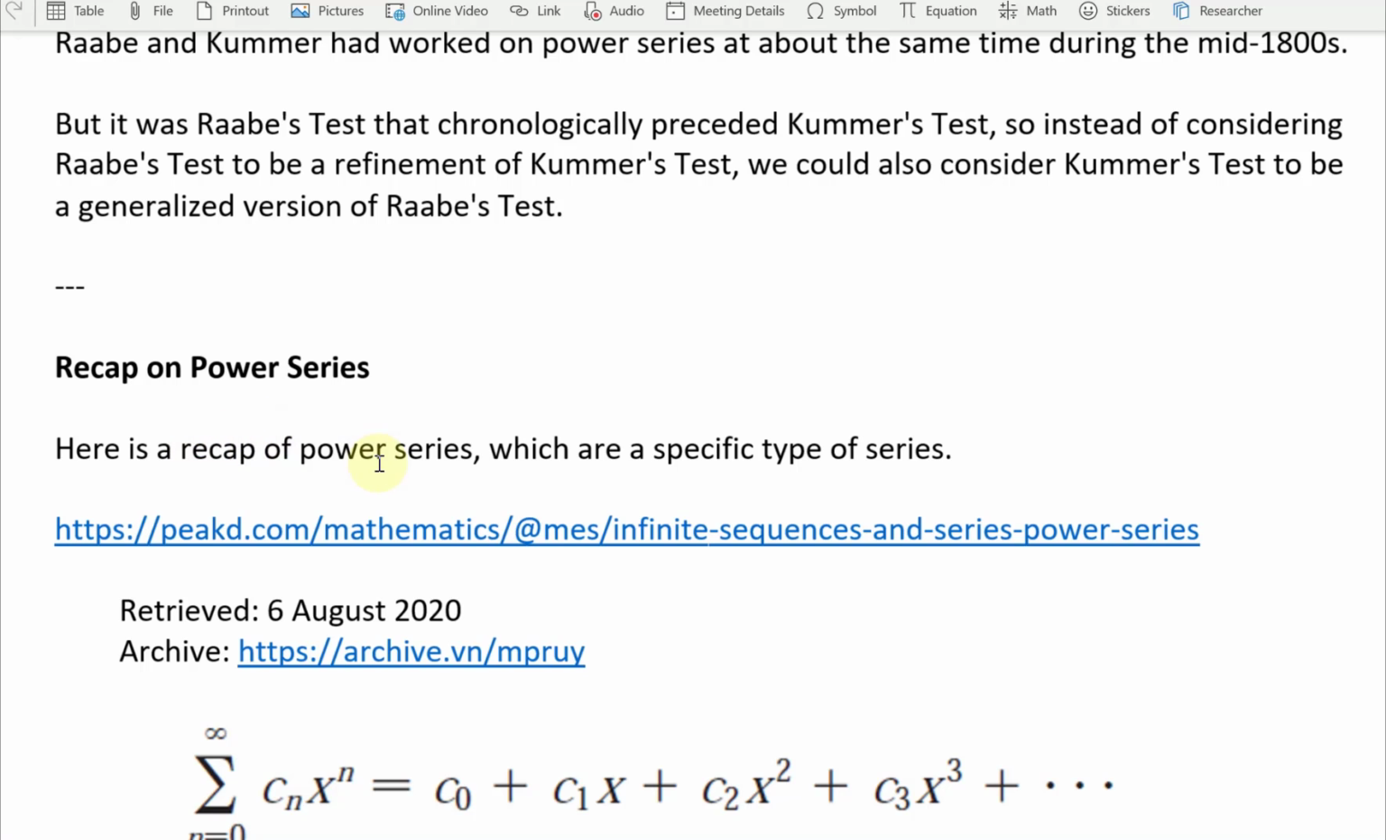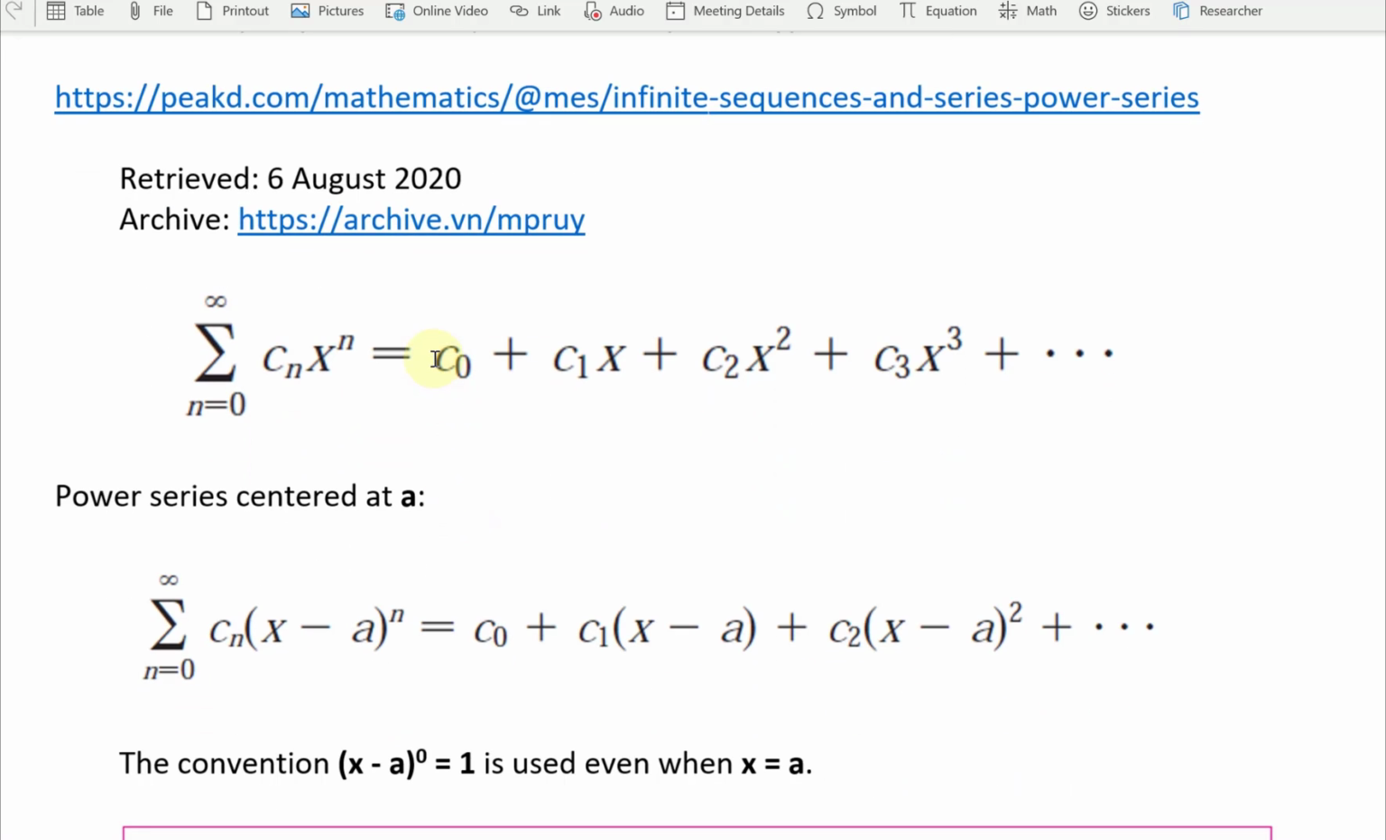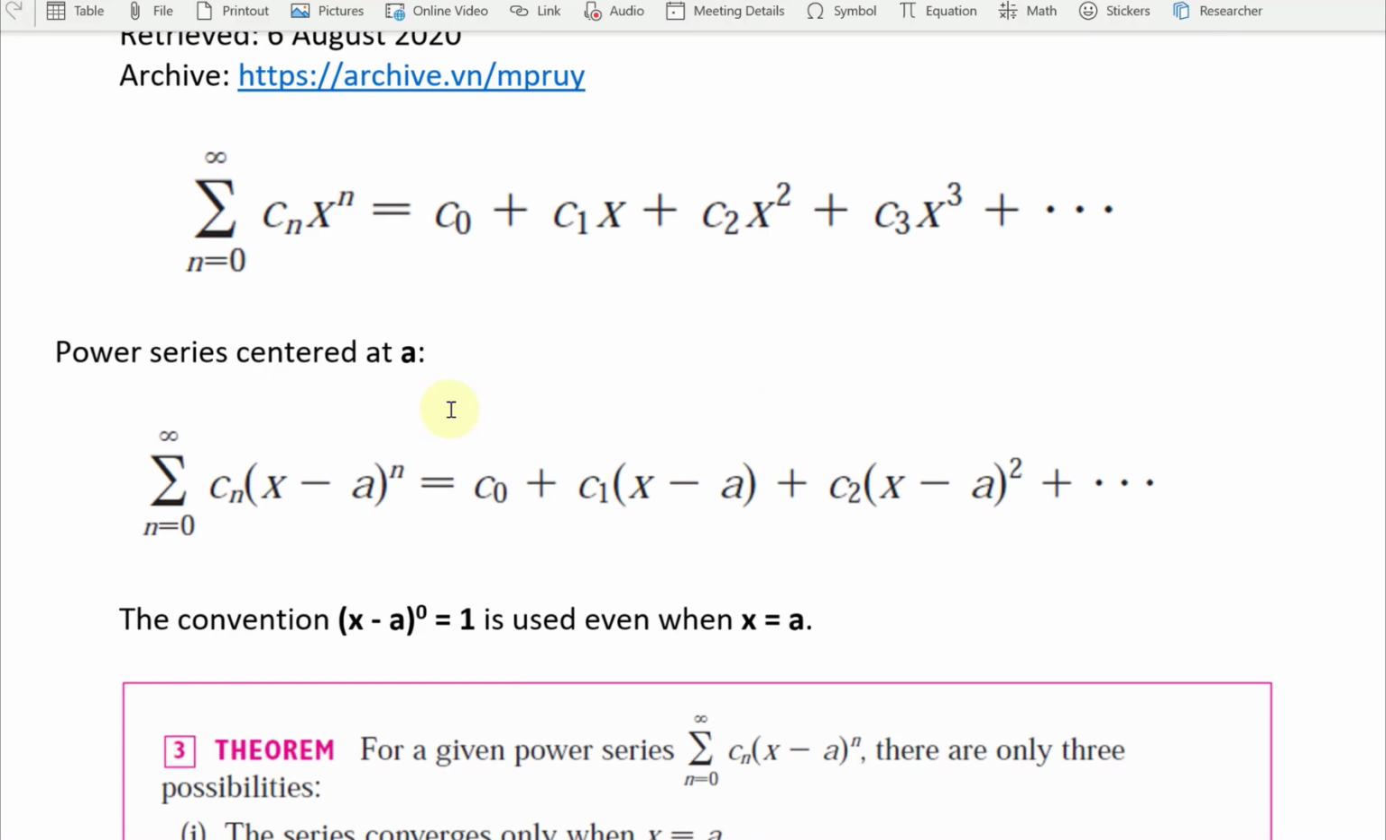So here's a quick recap on power series, which are a specific type of series. It's written like this: the summation from n equals 0 to infinity of c sub n times x to the power of n, where the c sub n's are the coefficients of the series. You can write it as c0 plus c1 times x plus c2 times x squared, and so on. For a power series centered at a, you could write a more general version, with x minus a to the power of n, and you'll have the exact same series, but with x minus a here.